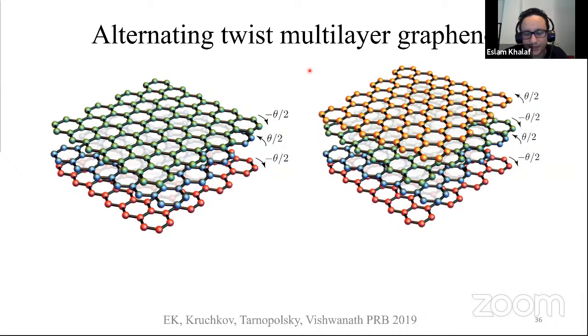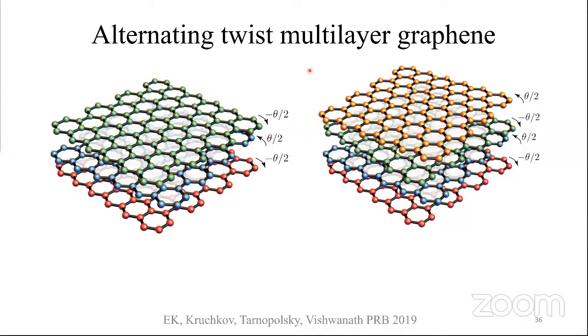For out of plane magnetic field, this superconductor will be destroyed because, as I said, there is a Zeeman coupling. For in plane magnetic field, it has similar parameters as conventional, and the parameters are quite different here.